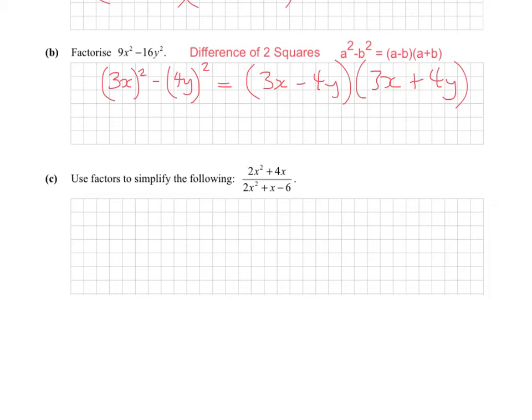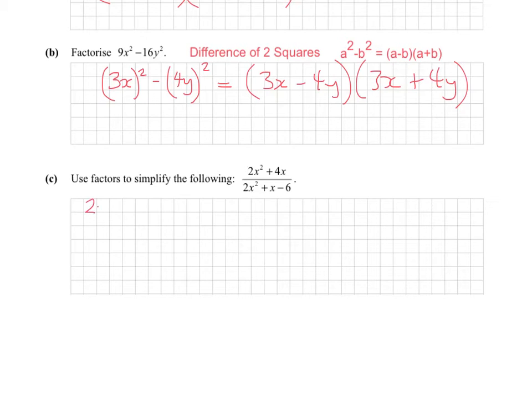Moving on to the last question, part C. Again, we're asked to use factors. That's basically meaning, can you factorize this expression? So we've got a fraction. Can we factorize the top, the numerator, and can we factorize the bottom? And it's asking us to simplify. So what I'm suspecting is that there'll be a factor on the top and a factor on the bottom that can cancel out. So let's go through the process of factorizing.